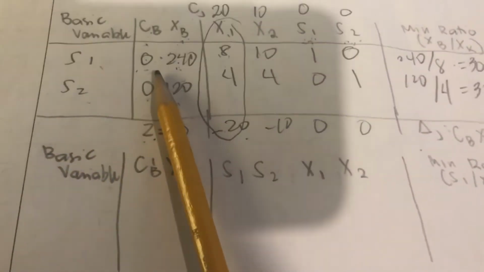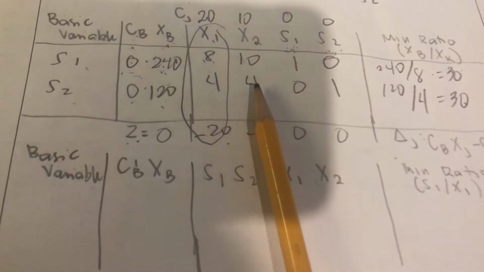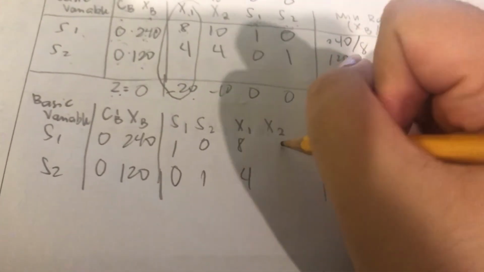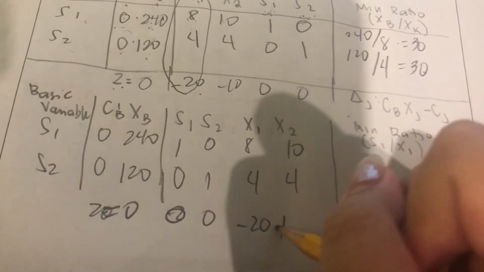So for the next table, just copy the basic variable, the CB and XB, and also the coefficients of the slack variables, x sub 1 and x sub 2. So s sub 1, s sub 2, 0, 0, 240, 120, 1, 0, 0, 1, 8, 4, 10, 4, and CJ equals 0, 0, negative 20, and negative 10.